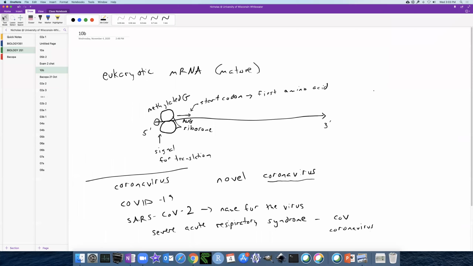The other part, COVID-19, is more a name for the disease. I guess our current, we'll call it a pandemic. And that's just coronavirus disease was my understanding. So, oops, sorry. Stop.